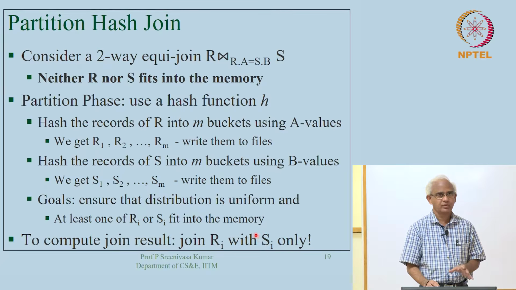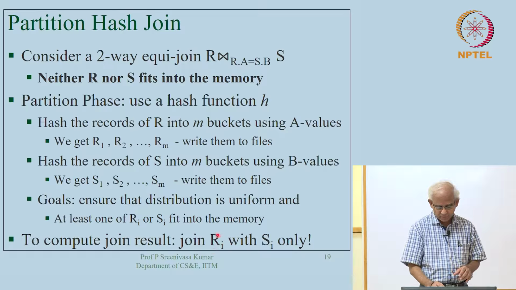Okay? Do you get this idea? This is a very important idea. The records of Ri cannot join with anything other than records of Si.